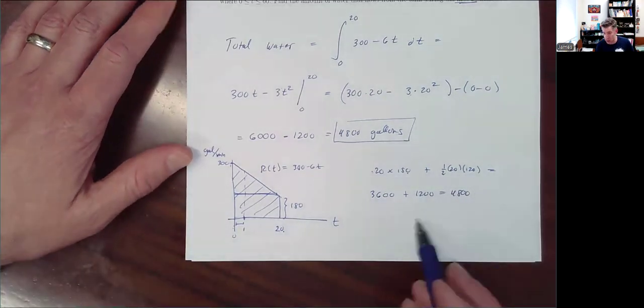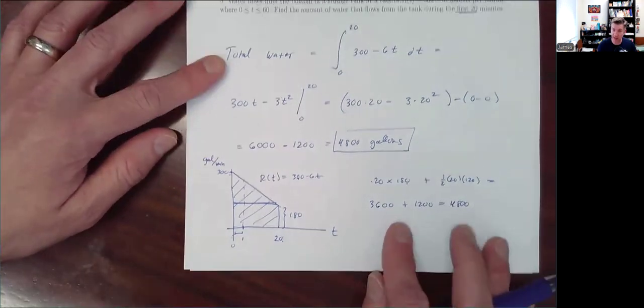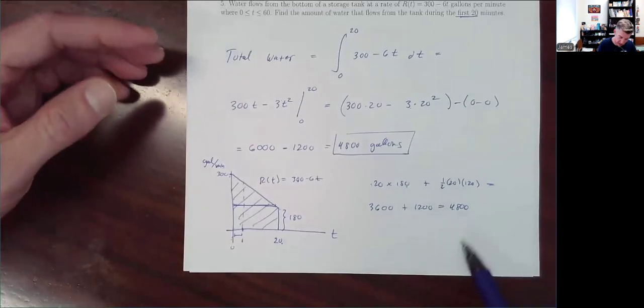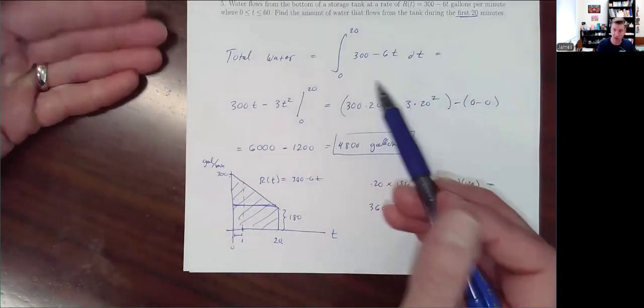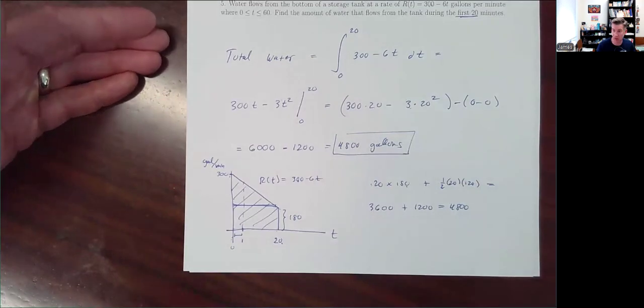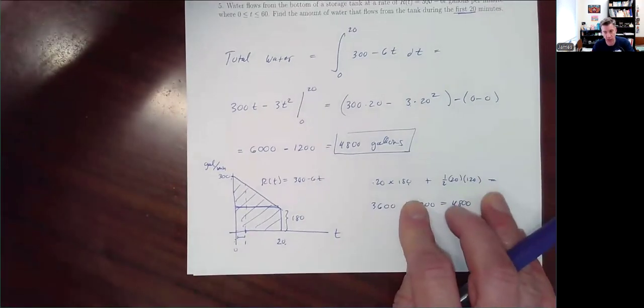I'm not saying you should do it this way. I'm just pointing out that it really does make sense to think about finding the volume of water by integrating the rate at which the water is flowing. Okay. Next question.